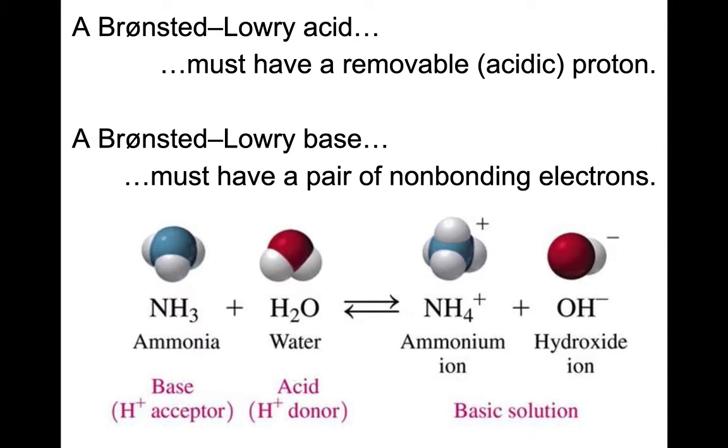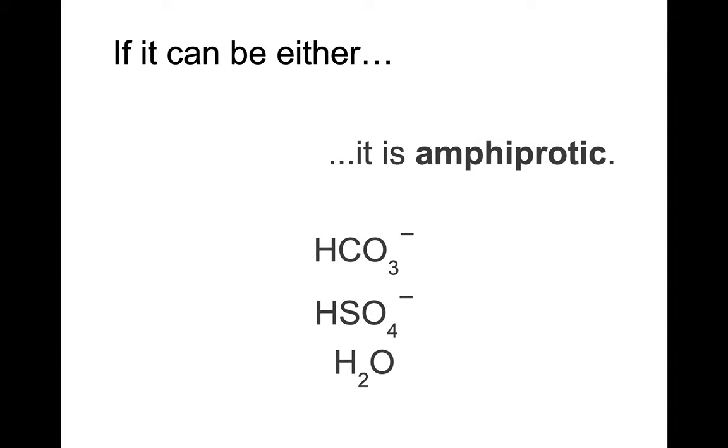Here with ammonia, the water acts as the acid. The water donates the proton. And so there are a couple of substances like this that can be either the acid or the base in the reaction. These types of compounds are called amphiprotic. They can be either. Water is a really common one. There are a couple of others.